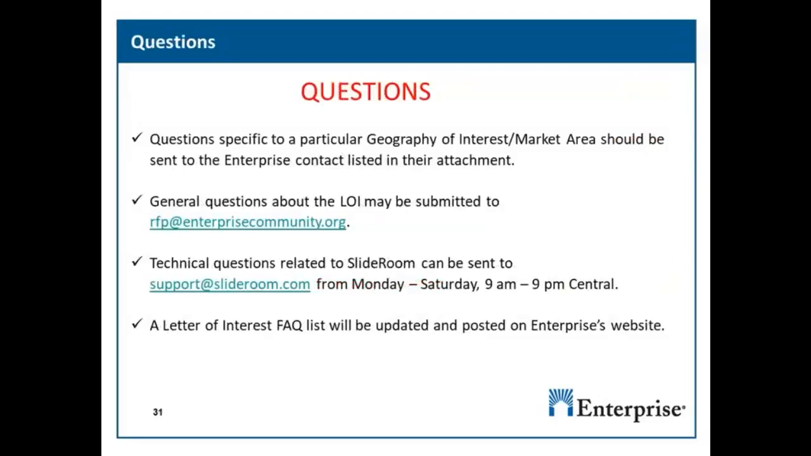So where do you go if you have questions? Well, it depends on the kind of question you have. Questions specific to a particular geography of interest or a market area should be sent to the Enterprise contact listed on the attachment for that market area. General questions about the LOI can be submitted to the RFP mailbox, and the address is right there. That is constantly monitored throughout the application period, and the 3 grant specialists and some other folks here at Enterprise man that box, and we try to respond to everyone within at least 1 business day, if not quicker.